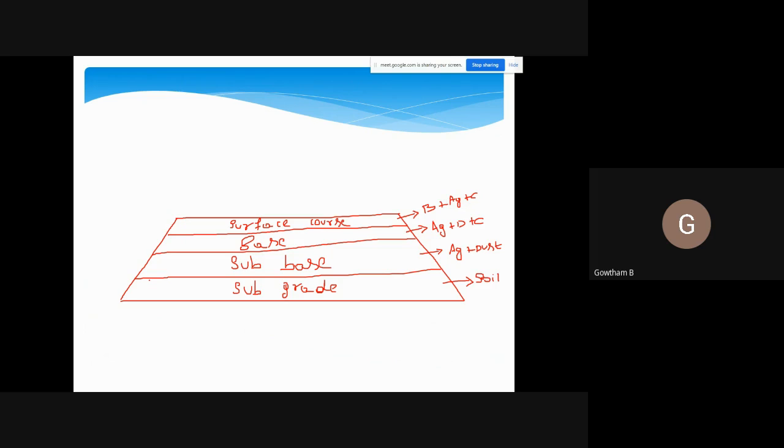Now technically this subbase is named as GSB. This is called granular subbase. Base course can be named as either wet mix macadam or, based on the construction procedure, you can call it waterbound macadam. And the top layer will be the wearing course.